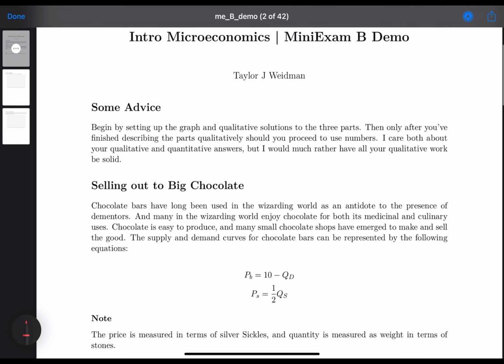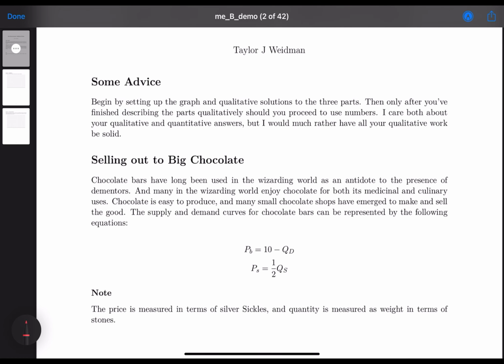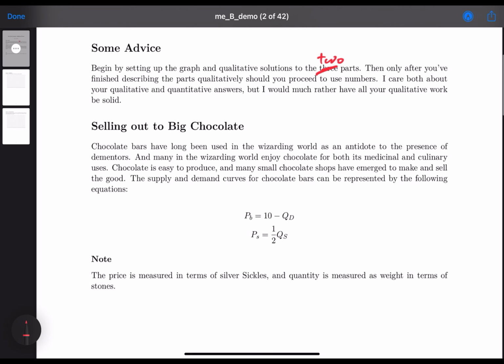Let's get into it. With this one, I like to give a little bit of advice about how to approach these problems. The big advice here is to go through and approach each of these problems first graphically or qualitatively. This is actually 2 instead of 3. And then, once you've approached them graphically, go back and do the math.